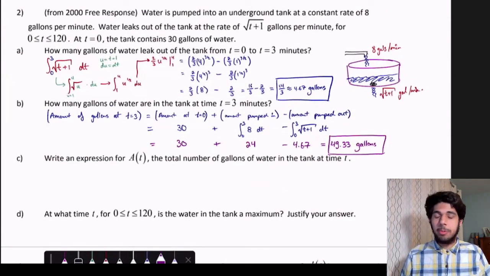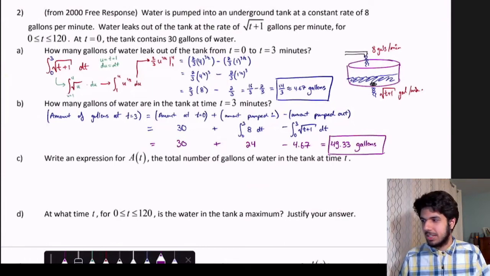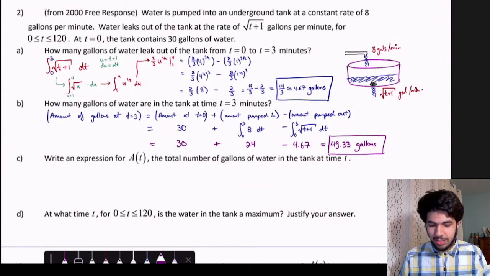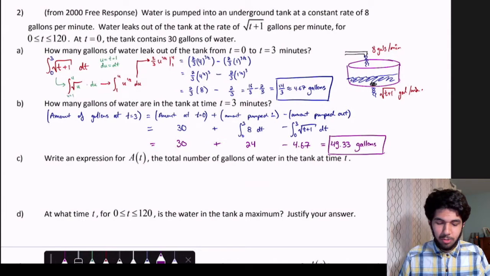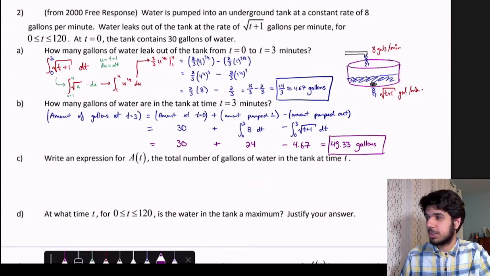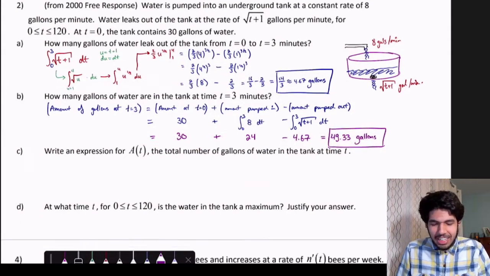Okay, so now we need part C. This is asking us for the total number of gallons of water in the tank at time t, but we need an expression for that, which we'll call A of t. And well, we kind of already did that, didn't we?